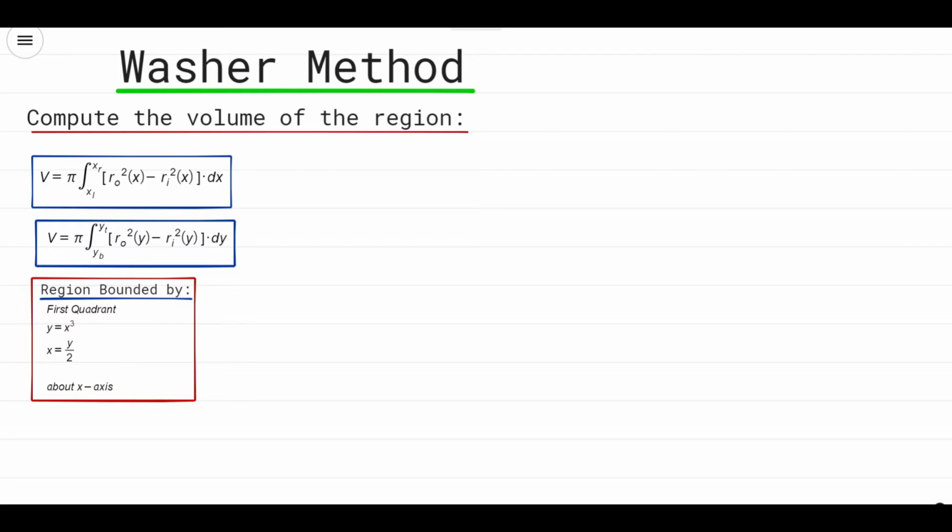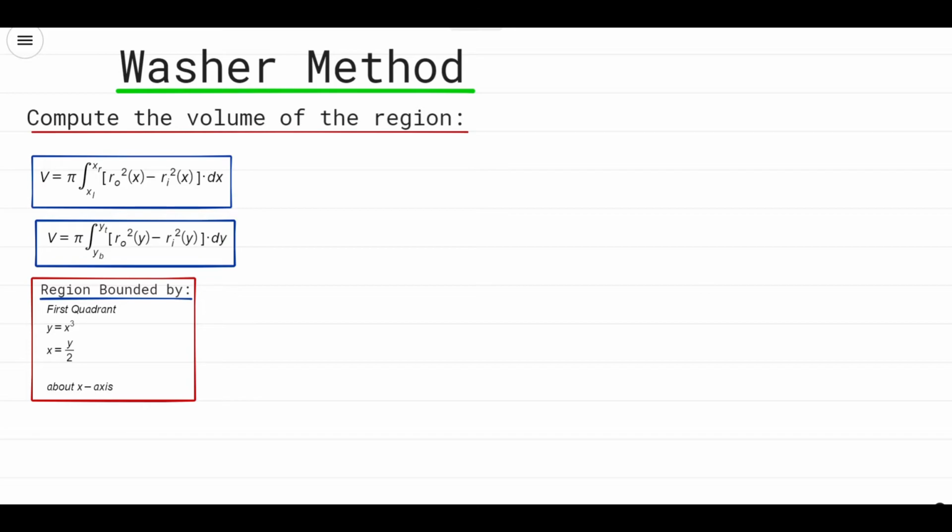So in this example, we're given a region bounded by the first quadrant, y equals x cubed, x equals y over 2, and it's revolved about the x-axis. One thing I do want you to notice right off the bat is where my mouse is. We're given y equals x cubed and x equals y over 2, so we're given something in terms of y and something in terms of x. How do we know which one to use? Well, since it's revolving about the x-axis, we know this needs to be in terms of x.